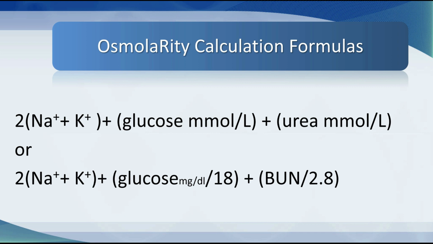That will give you a result. If you live, for example, in North America, you may use milligrams per deciliter. So you need to convert the glucose from milligrams per deciliter into millimoles per litre. So that's the glucose divided by 18. But you'll also need to convert the urea from blood urea nitrogen to urea, which is the BUN divided by 2.8. But these two formulae give you exactly the same results once they've been converted together.